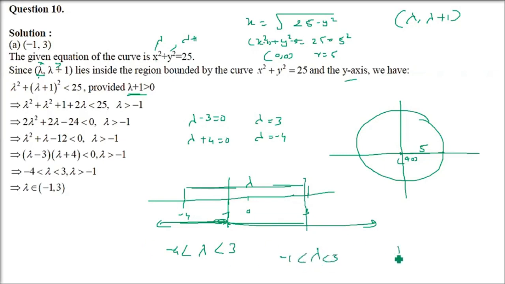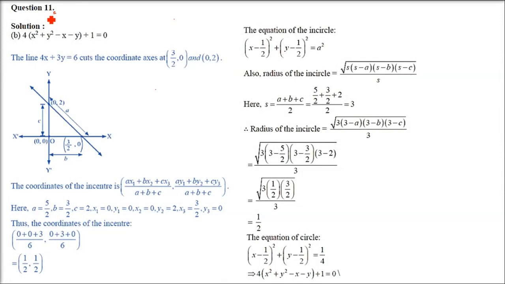So minus 1 and 3. So lambda belongs to minus 1 and 3. So this is the solution here. A is the solution.